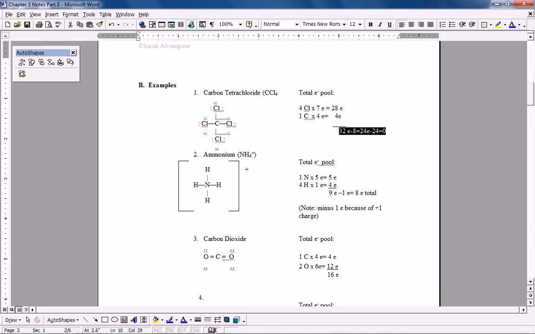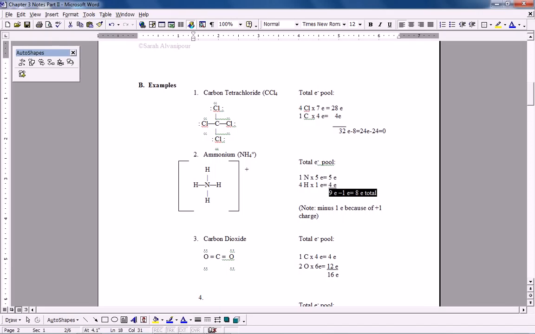All right, ammonium, which is NH4, contains 1 N. N being in group 5 will give us 5 electrons, and 4 H's, and each H being in group 1 will give us 1 electron, so 4 electrons there, and that's a total of 9. But notice that it has a positive charge, positive 1. That means we'll subtract 1 electron, and that will give us 8 electrons total in the bank that we can use to build our structure.